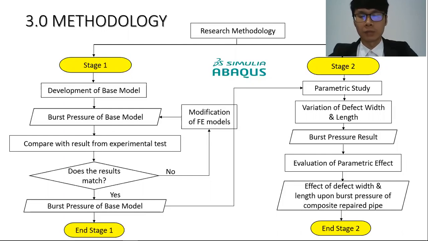If the BESS model is valid, then we'll go to stage 2, which involves the parametric study. Then we will modify the validated BESS model with various defect lengths and widths and run the analysis to get the burst pressure result. Then I will evaluate the parametric study on the effect of defect width and length upon burst pressure of composite repair pipe.